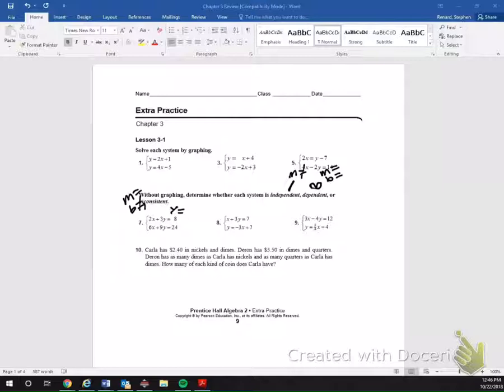So what we want to do with number 7 is we want to turn each of them into slope-intercept form. So for the top one, we would subtract 2x, divided by 3, and that gives us y equals negative 2/3 x plus 8/3. Do the same thing for the bottom, and lo and behold, we get negative 2/3 x plus 8/3. So, same slope, same y-intercept, so that's going to be dependent.